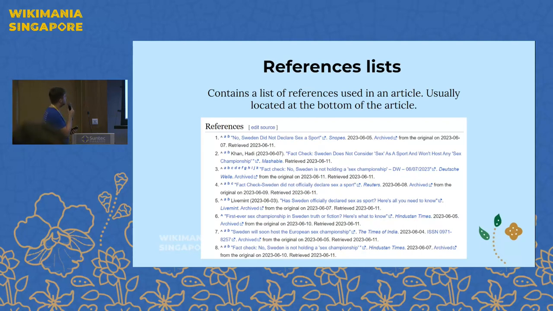Yeah, so the references will appear, once you've saved the page, as a list at the bottom of the page. This information will contain all the references you put in. So for example, this particular page has a number of references that are all used to support the information in the article.